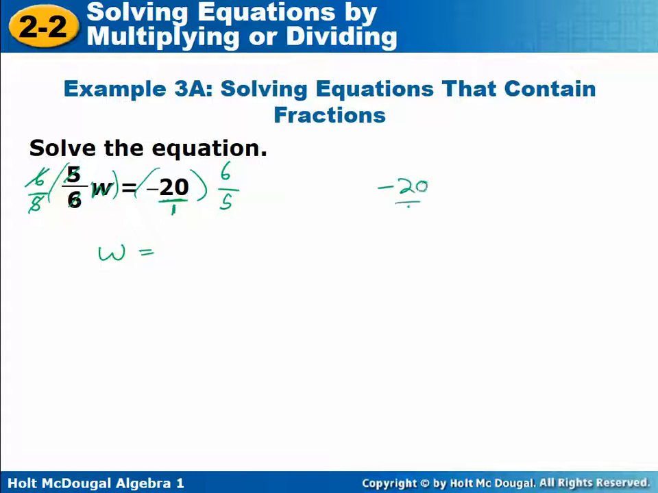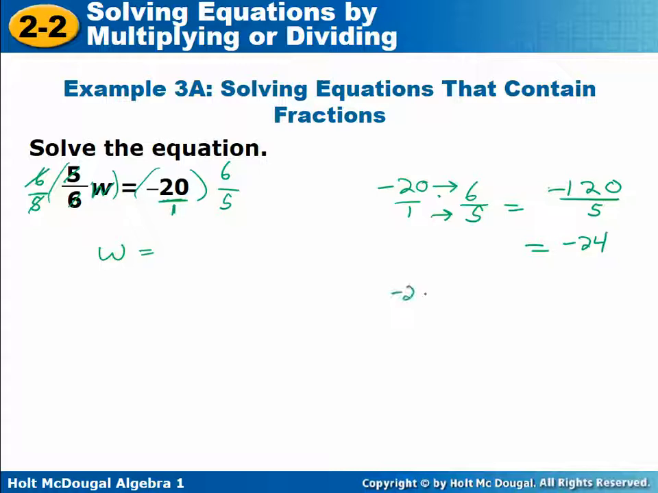Let's look at this over to the side for a minute. On this fraction, you could go ahead and multiply straight across the numerator, straight across the denominator. You'd have -20 times 6 is -120. 1 times 5 is 5. And then you could use your calculator if you're not sure what to do next, or you can do long division. 120 divided by 5 is 24, and there was a negative, so this would be -24.